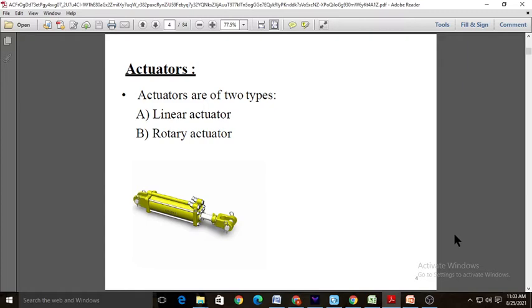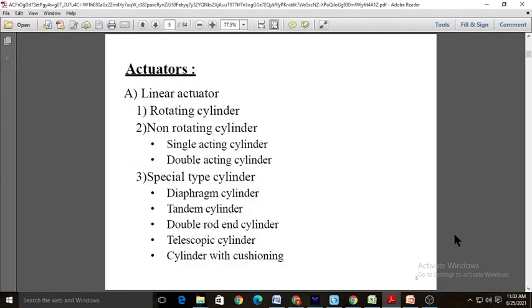So linear actuators are the actuators which produce the linear motion, whereas rotary actuators are the actuators which produce the torque or rotary motion. Here, linear actuators are classified further into rotating cylinder and non-rotating cylinder. Then this non-rotating cylinder is again classified into two: single acting cylinder and double acting cylinder.